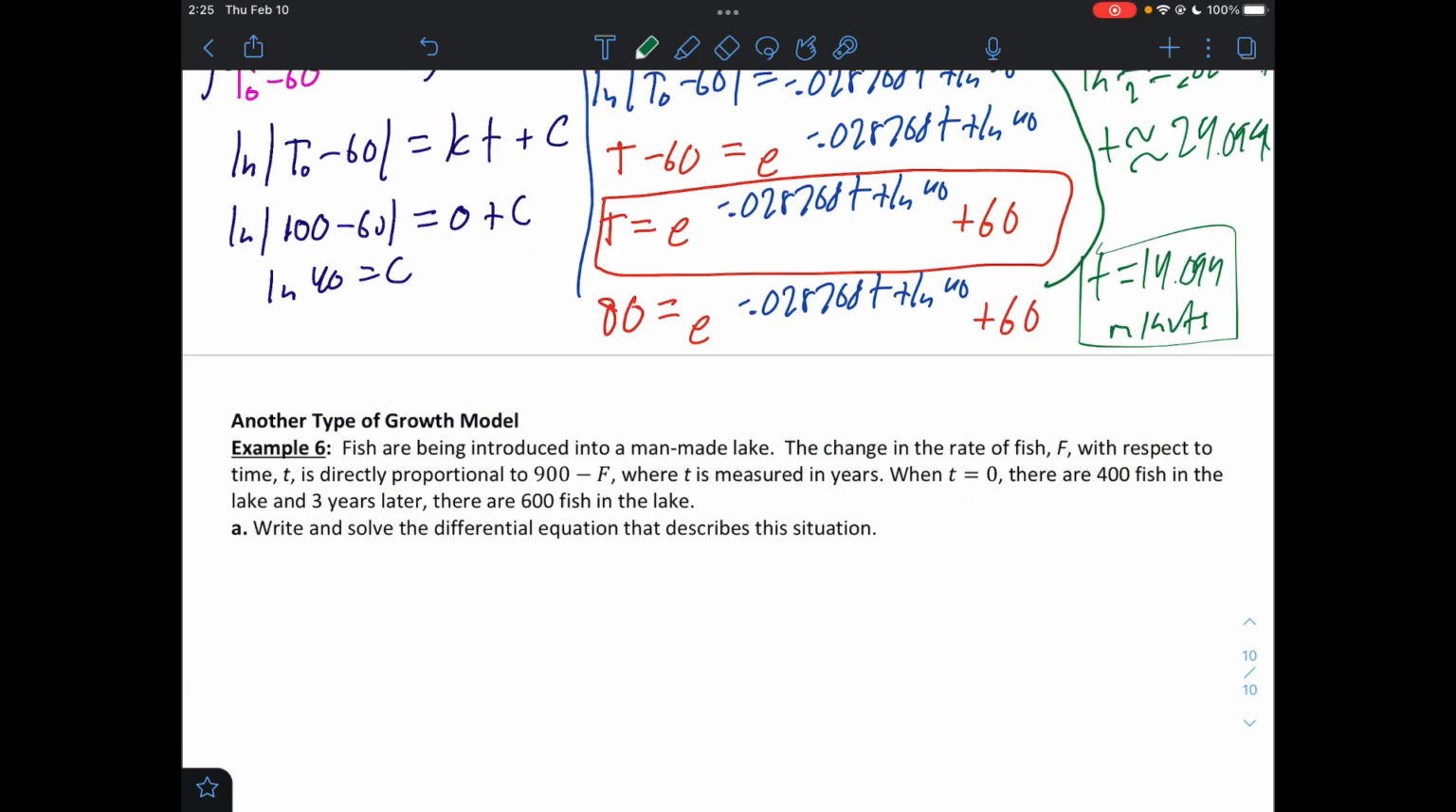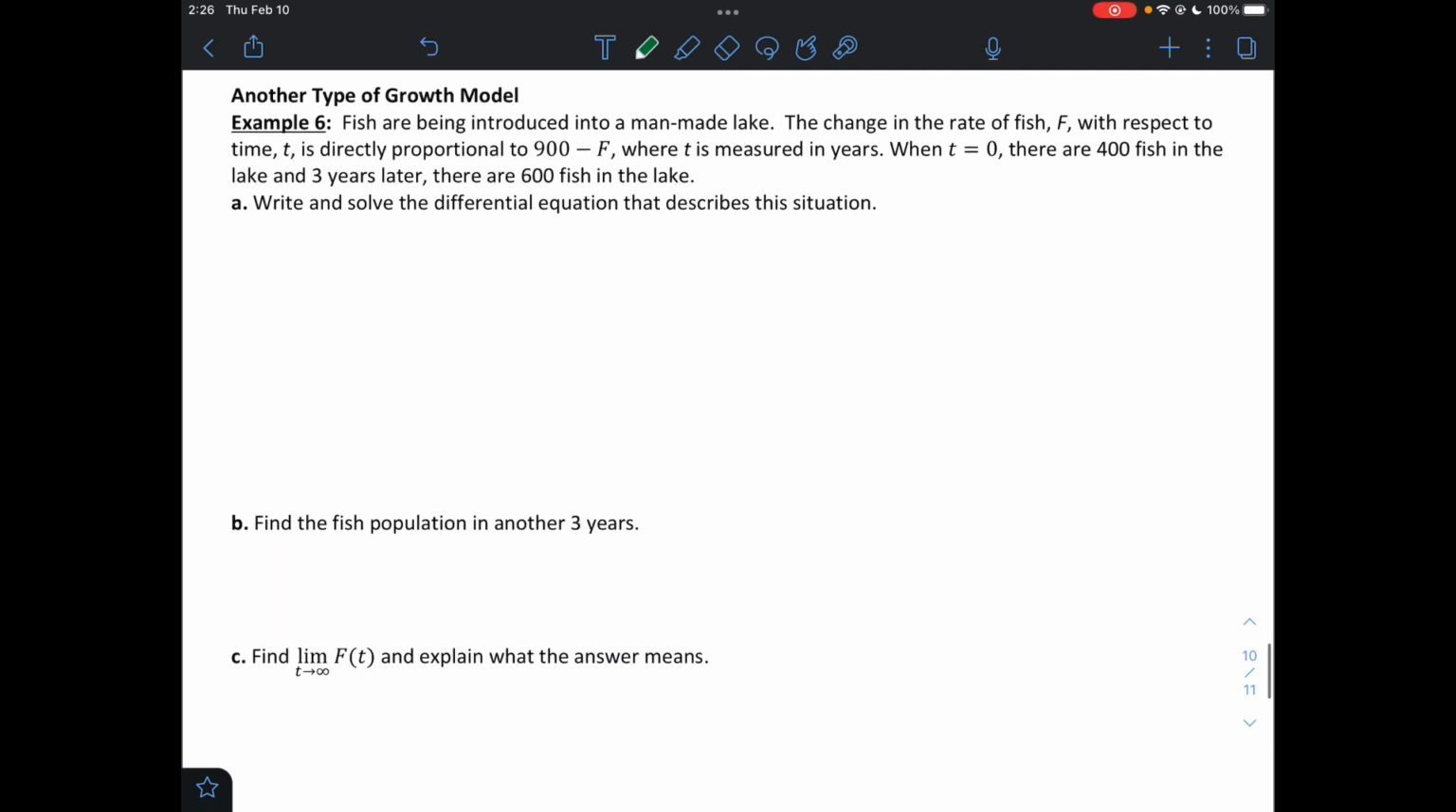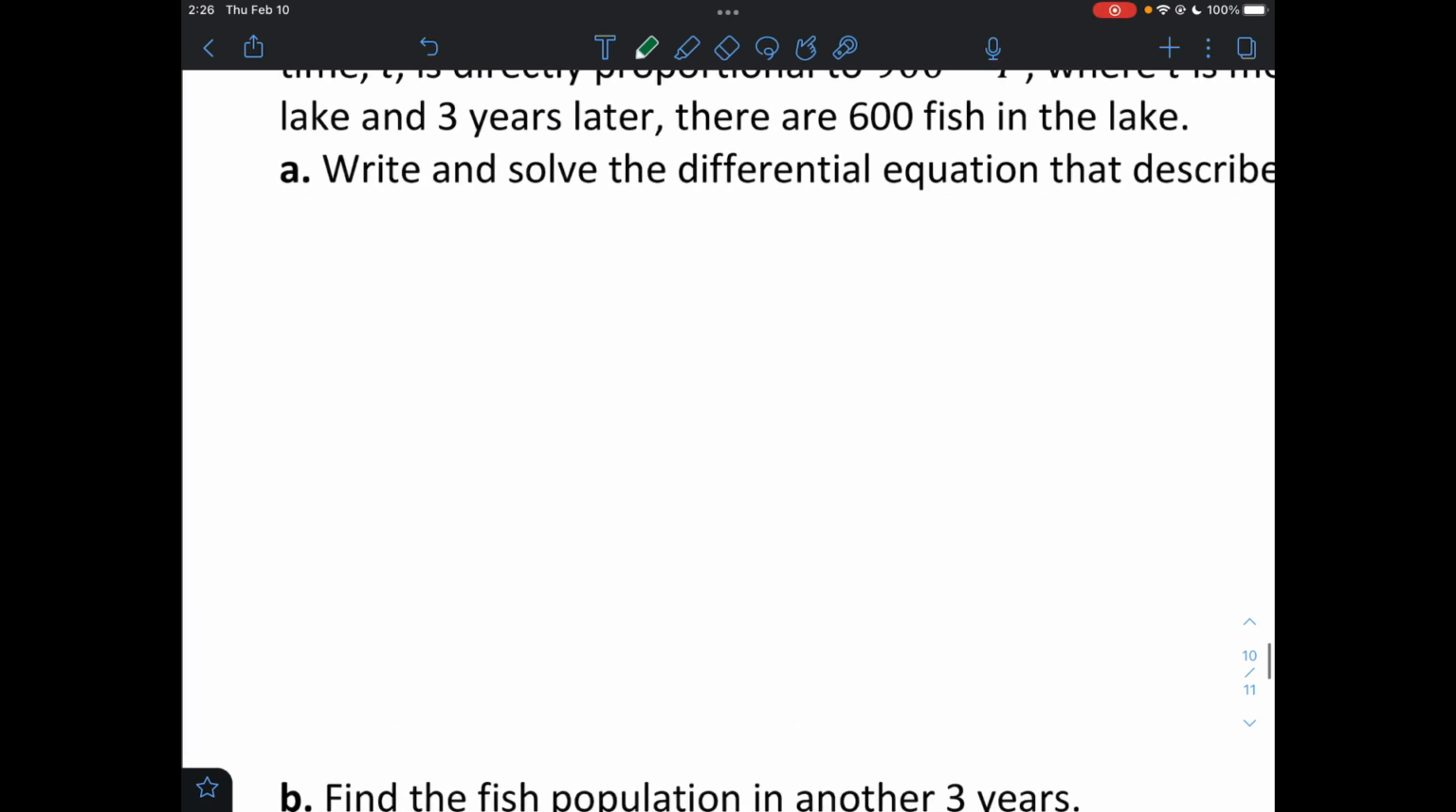All right, we got one more problem to take a look at in this section here. Fish are being introduced to a man-made lake. The change in the rate of fish f with respect to time t is directly proportional to 900 minus f, where t is measured in years. When t equals 0, there are 400 fish in a lake, and 3 years later, there are 600 fish in a lake.